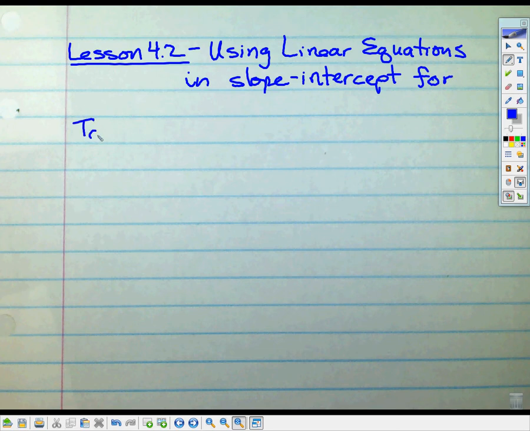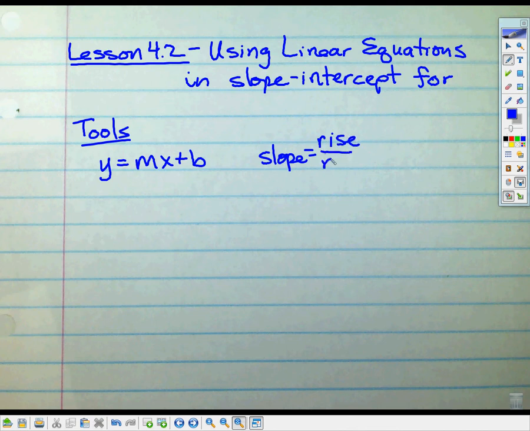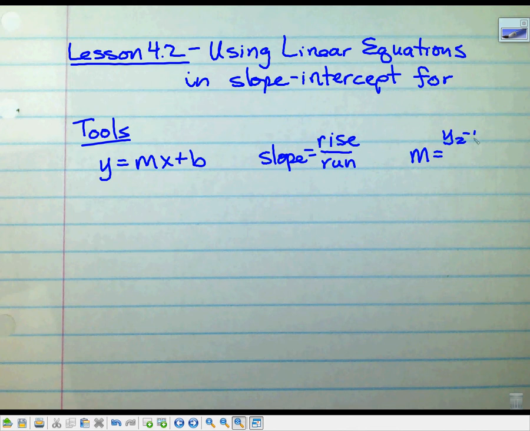Tools that you will be using, and I'm calling them tools, but they're just things you've learned in the past. You will be using slope-intercept form, so you need to know y equals mx plus b. You'll also be using how to get the slope from a graph, which is slope equals rise over run. And you would also be using the equation for calculating slope if you know two coordinate points: m equals y2 minus y1 over x2 minus x1. We should be becoming quite familiar with using these now.